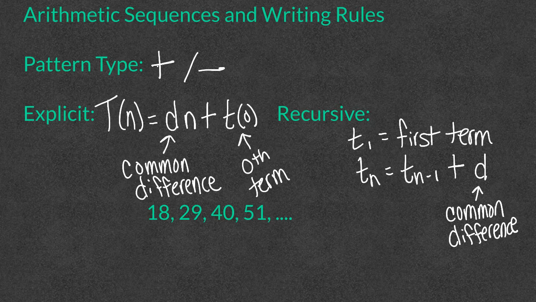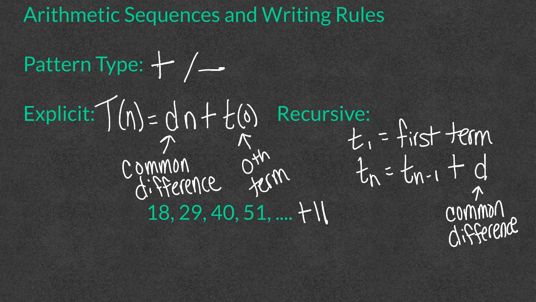So here we have an example of 18, 29, 40, 51. We're adding in this case because the sequence is getting larger, and we're going to find that pattern or the common difference, and it's going to be adding 11.